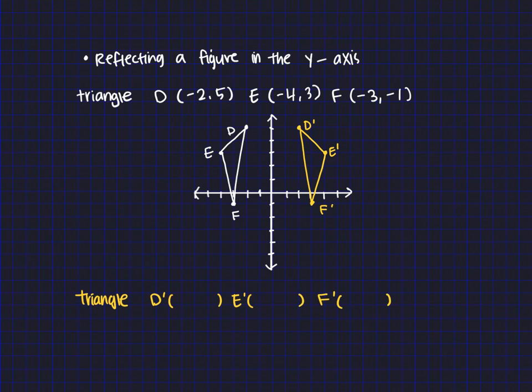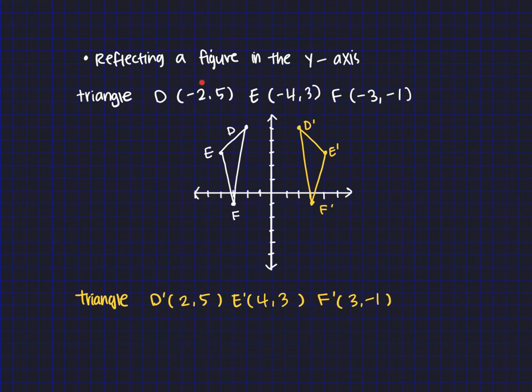So let's go ahead and see. For D prime, you're going to move 2 right and 5 up, so that's going to be both positive numbers, 2, 5. And then for E prime, again, it's going to be a positive number. You move 4 to the right and then 3 up, so it's going to be 4, 3. And then F prime is going to be 3, -1.